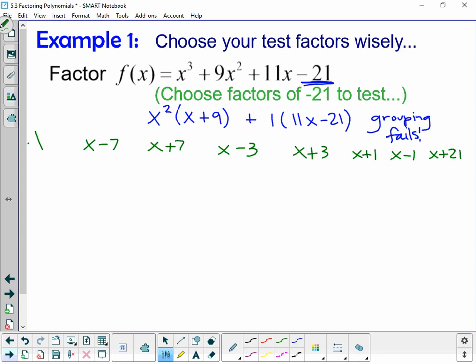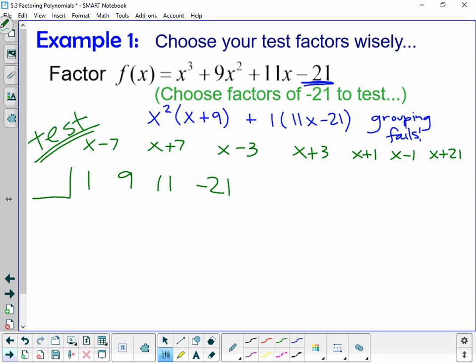And what we learned last time is that we can test these factors, and when we test them, what we're hoping to find is some factor that gives us a remainder of 0. If we can find a remainder of 0, then we know we have found one of the factors. So last time we learned that we could substitute values into the function and evaluate the function. Today we're going to look for those remainders of zero just like before, but we're going to actually look for those remainders in our synthetic division.